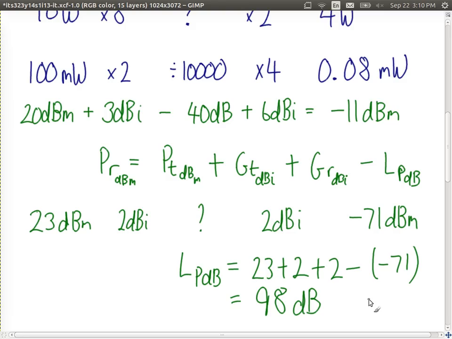And just check in here, 23 plus 2 is 25, minus 98 plus 2 should equal minus 71. Any questions so far?